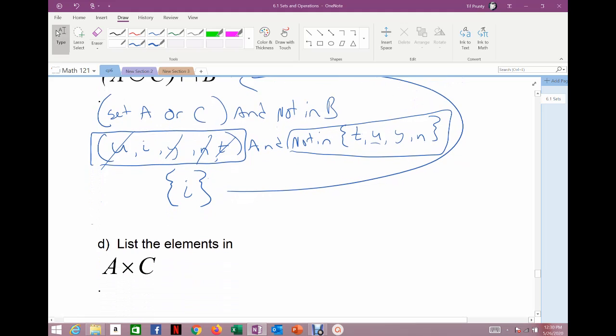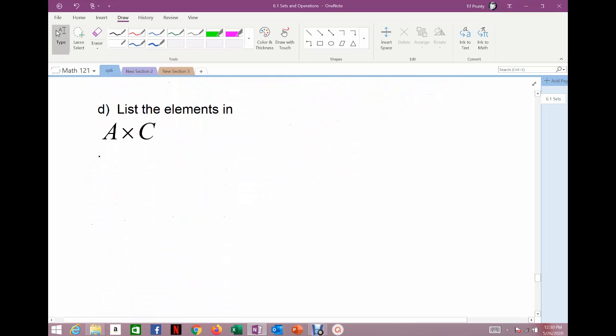All right, the last one from this example. This is our Cartesian product, which means, remember, I want all of the pairs where the first element comes from A and the second element comes from C. So I want all pairs. I'm going to list A down. A was the group U, I, and Y. C was the group N and T.